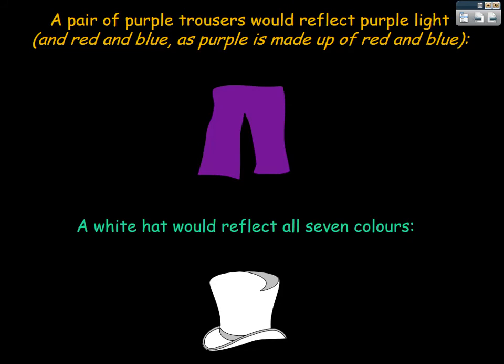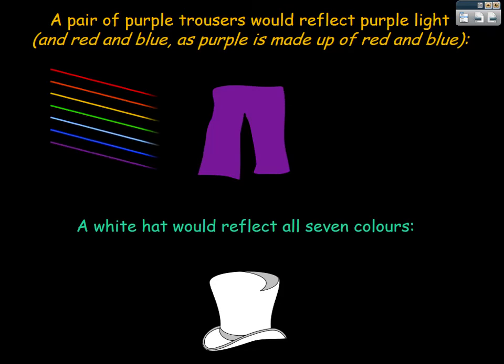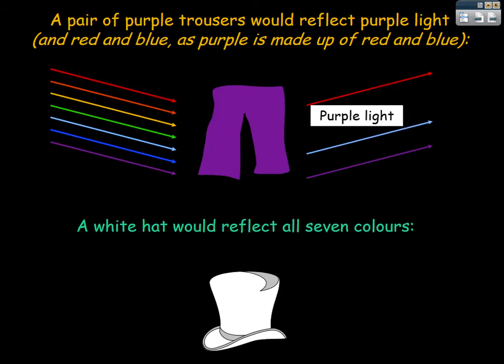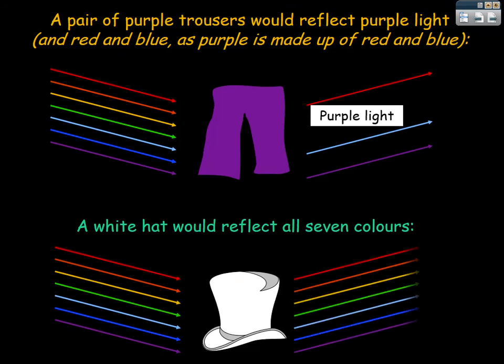If there are purple trousers, or magenta, and I shine white light down, yes, it is sending back the purple color, which is also basically sending back red and blue, because red and blue make purple. There is a purple frequency, so it is reflecting the purple as well, but it would also reflect red and blue. A white hat reflects everything. All the colors are coming back to you.